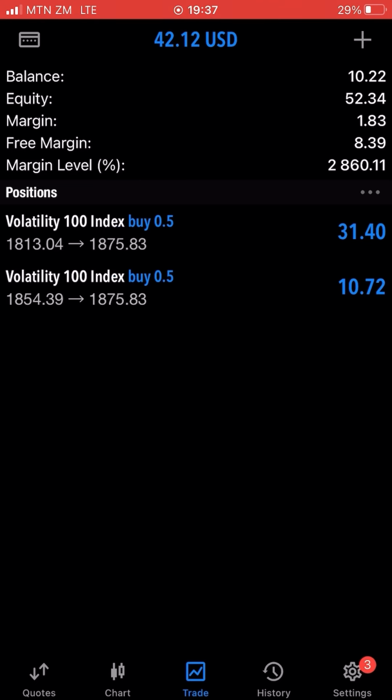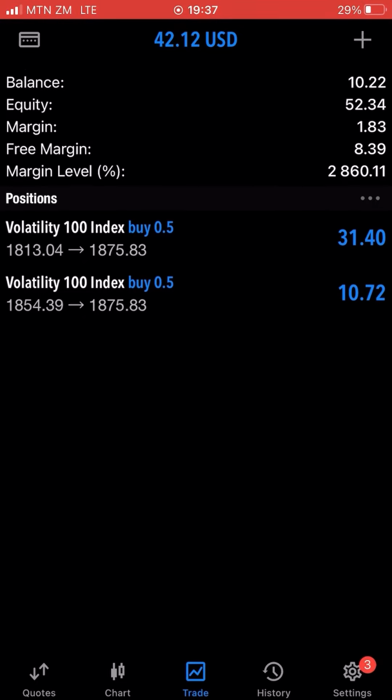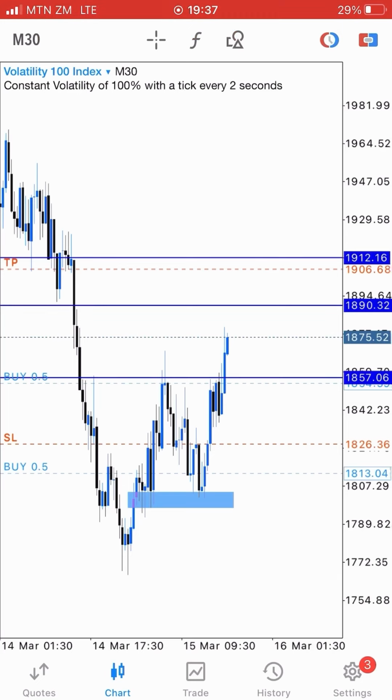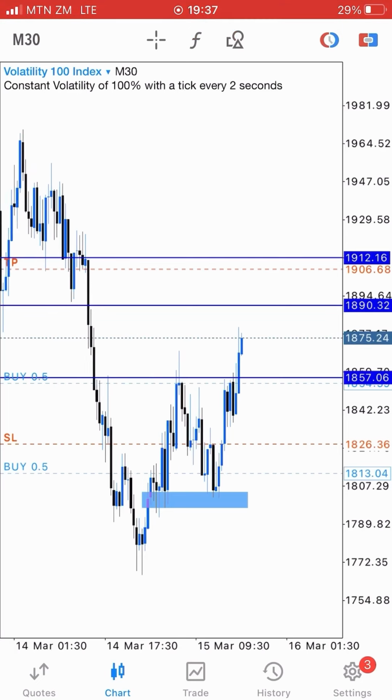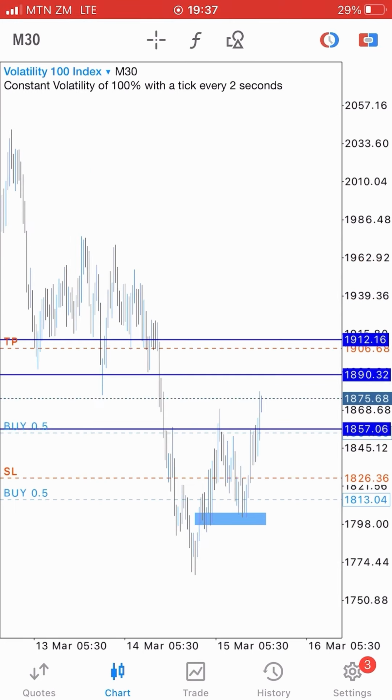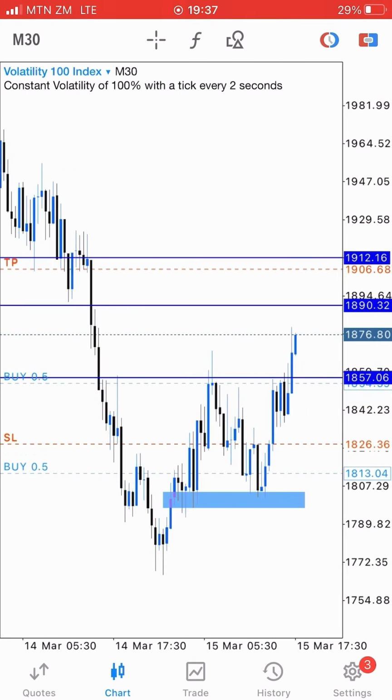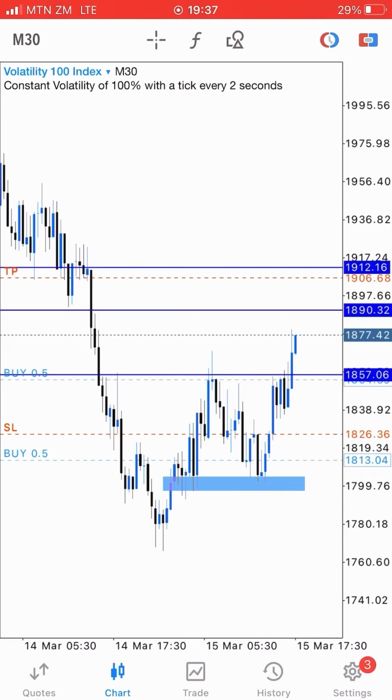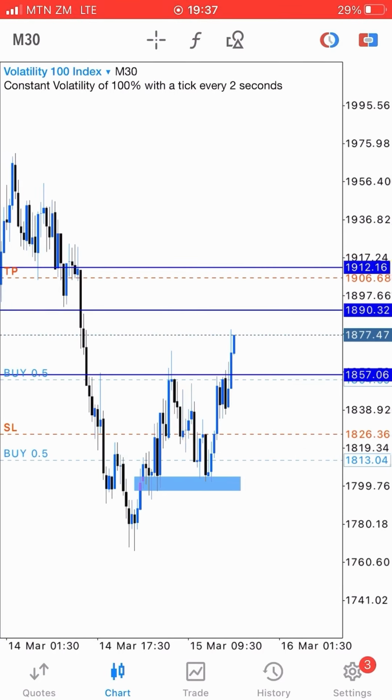So that's what I did here, and all I had to do was wait for price to hit my profit target and then close the trades, right? Fortunately for me, I didn't even wait a long time for this trade. It shot straight up to my profit target, so I just closed my position because I was satisfied with the profits and looked for another setup, right?